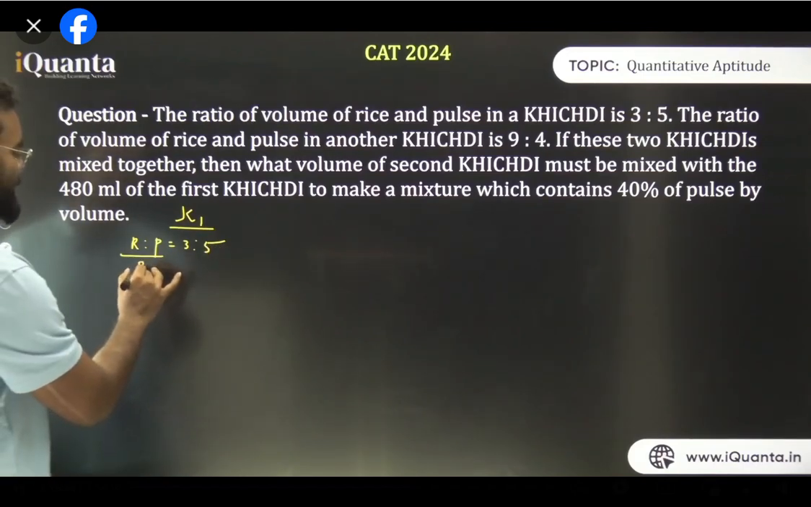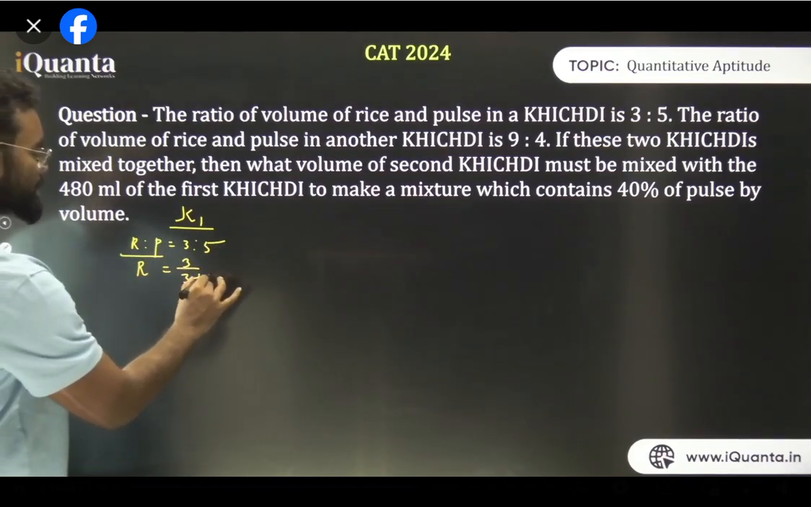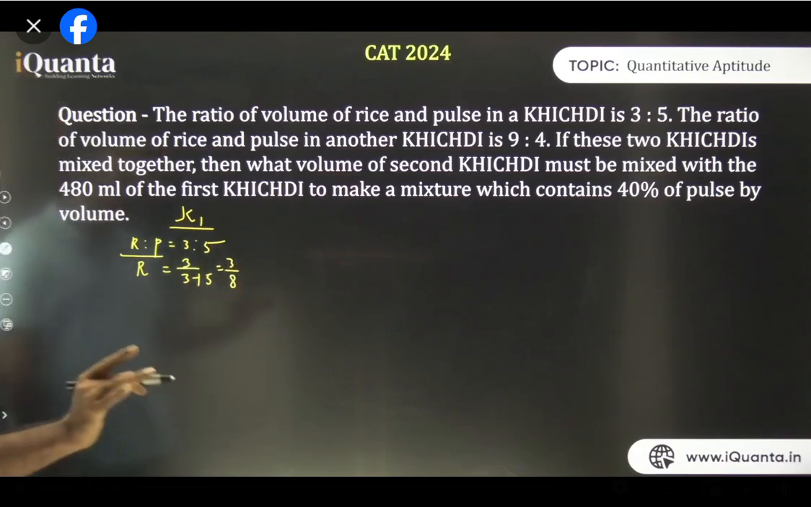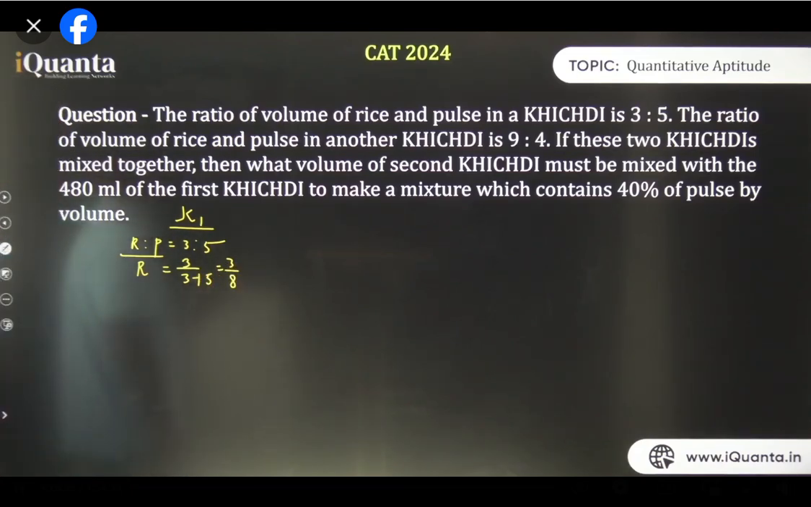So what is the amount of rice here? The proportion of rice is 3 by 3 plus 5, which is 8, so 3 upon 8. That is the proportion of rice. Clear? Please understand every step clearly, please.